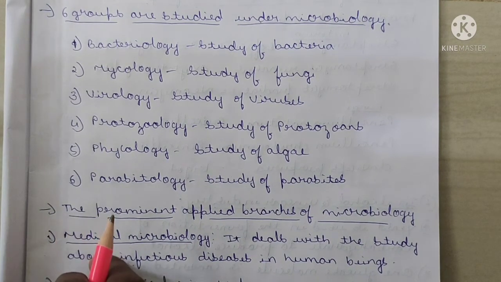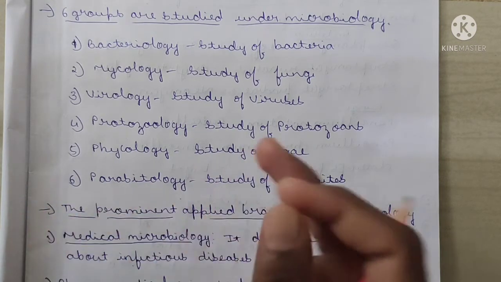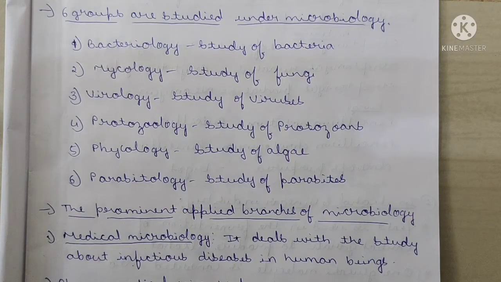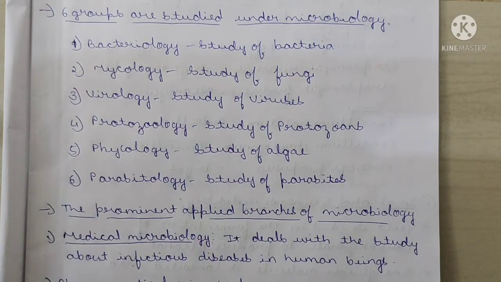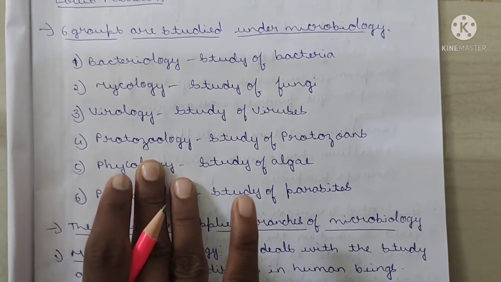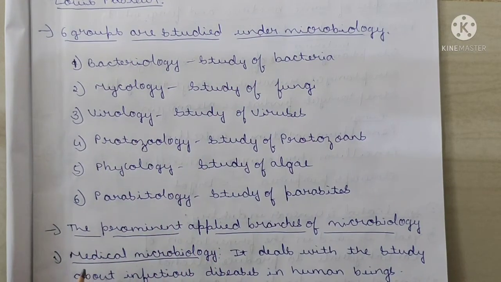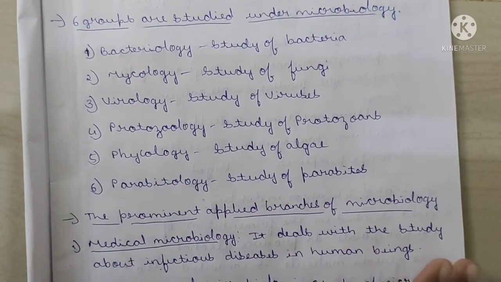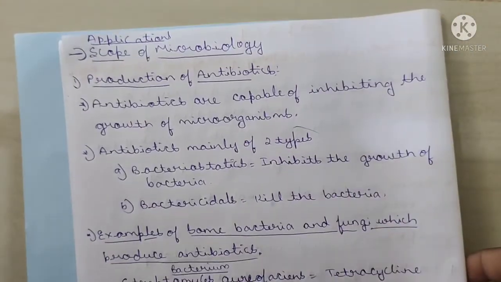In that course, medical microbiology plays a vital role because it deals with the study of infectious disease in human beings. Which type of infection is present in the human being? Commonly, you refer to infectious disease due to the presence of bacteria or fungi or any type of microorganism. This medical microbiology states this. Now, next, one more is there.